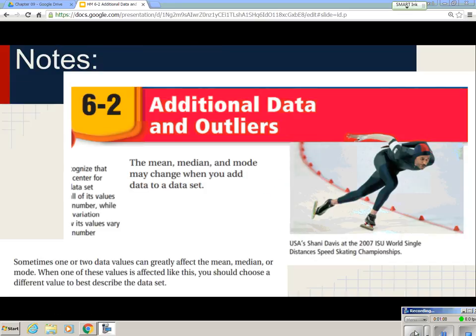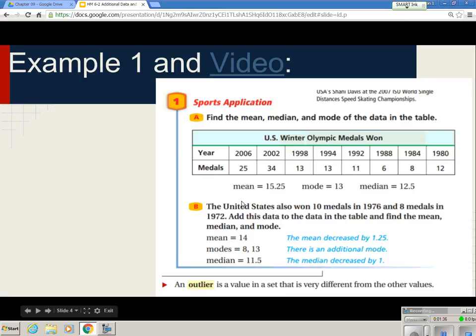All right, so a scenario we have here is looking at Shawnee Davis, who in 2007 won the world singles distance in speed skating. Before, in a previous lesson, you learned that mean, median, mode can change, of course, when you add data. But if you put data in there that's way off, it can definitely change the entire value of the set that you have. Let's take a look at what I mean.